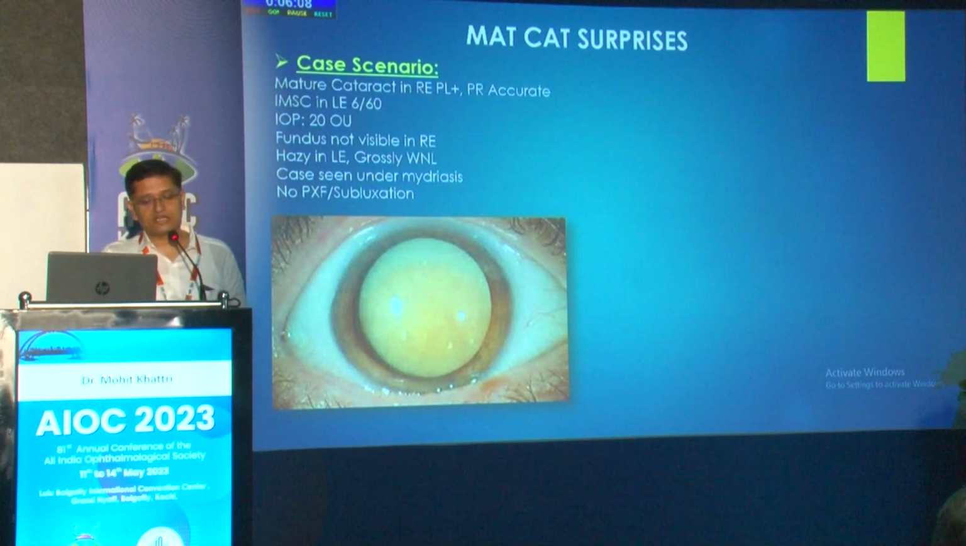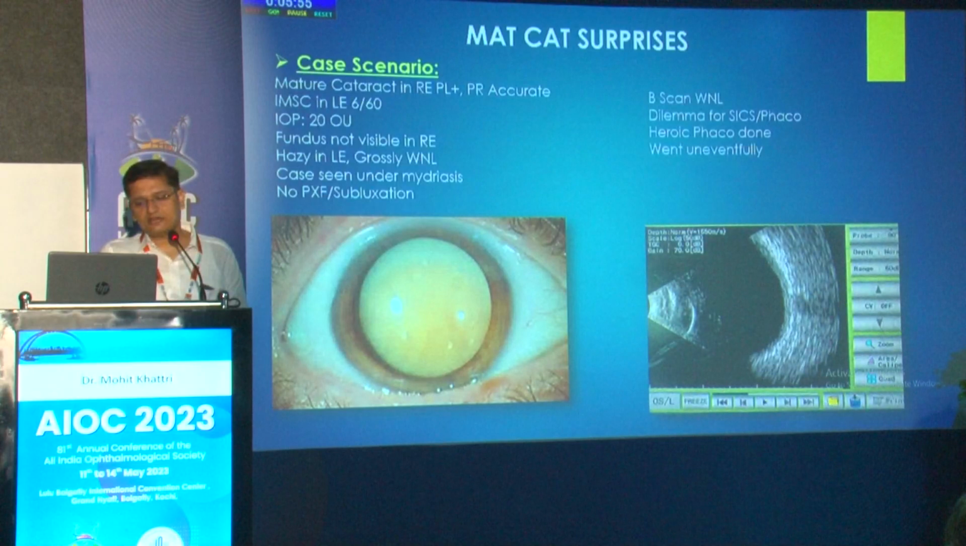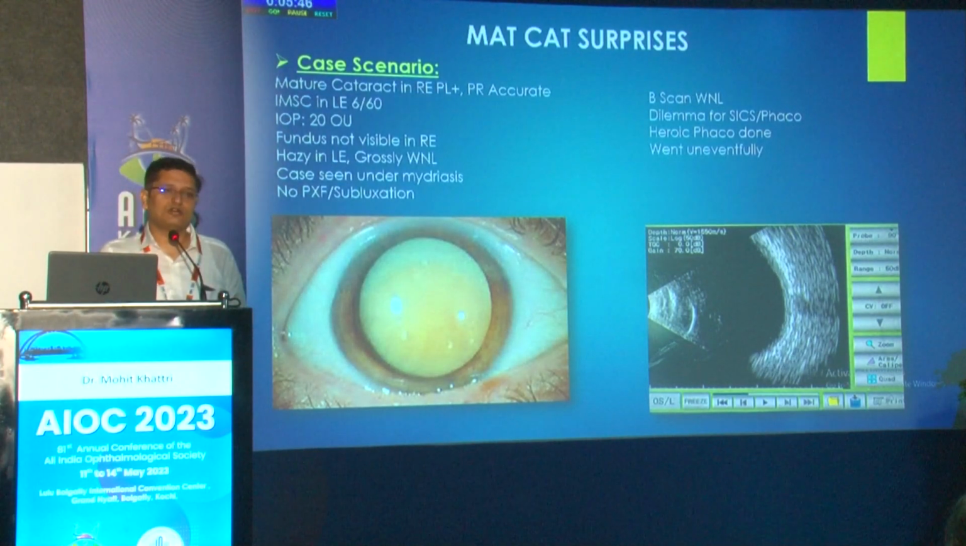A Morgagnian cataract, IOP was 20, mature cataract, the other eye also had cataract, 6/60 vision. The patient wanted this eye first. I made sure there is no subluxation, there is no pseudoexfoliation. I had the B scan also done. I was wiser. Okay, fine. But then it was a dilemma whether I should do a SICS and get rid of it or should I do a phaco. The patient paid me more. I committed myself to phaco.